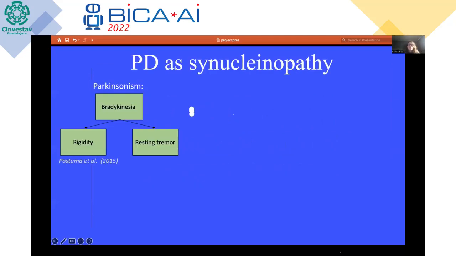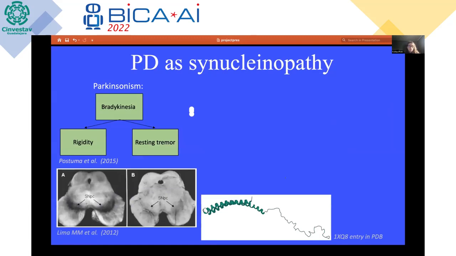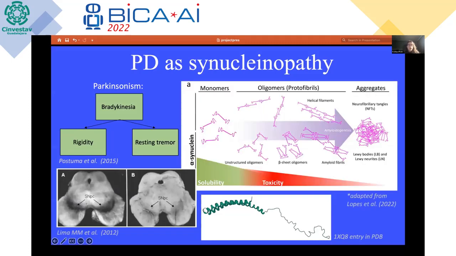So Parkinson's disease is considered to be a synucleinopathy. It's one of the main neurodegenerative diseases, which is defined by the loss of dopamine-producing neurons in the region of the brain called the substantia nigra. Parkinson's disease is characterized by symptoms such as bradykinesia, rigidity, and resting tremor. The protein called alpha-synuclein is thought to play the key role in the development of this disease.